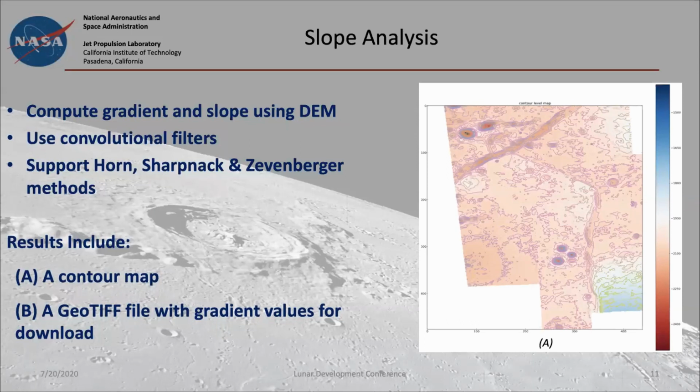And once again, you limit an area using a bounding box, and then an available DEM in that area as the input. The output of the slope analysis would include a topographic map showing contour lines and also a file that contains the gradient values in GeoTIFF format.